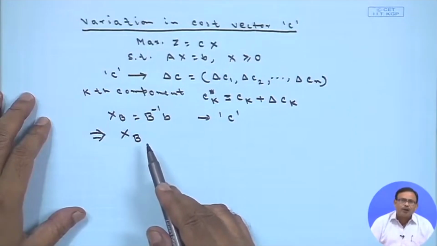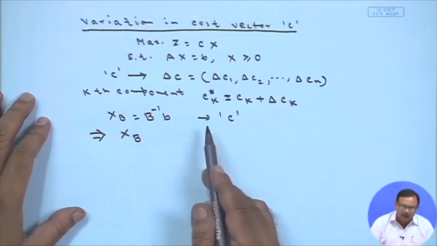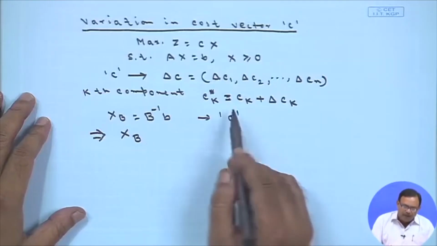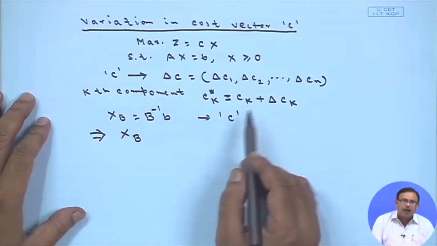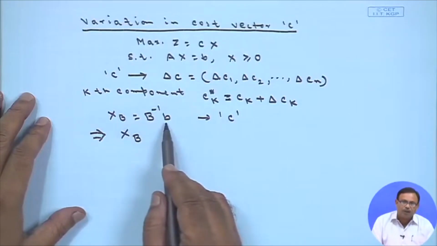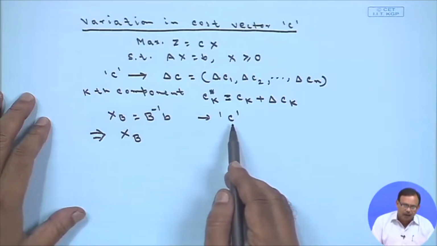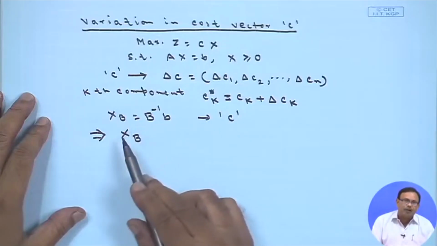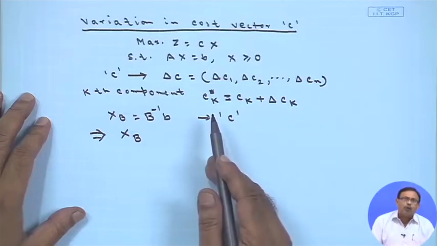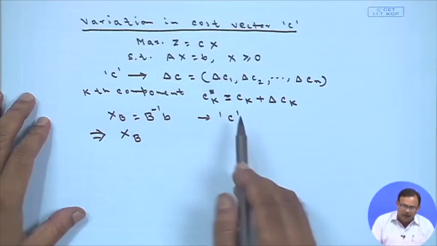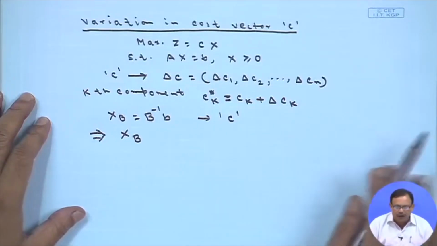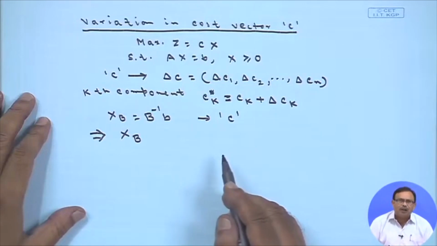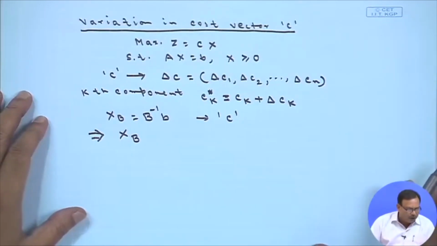That is, the current solution, whatever is there, will remain the basic solution. Is it clear? I have changed the kth component of the C vector to Ck plus delta Ck, but we know the basic solution is xb equals B inverse b, which is independent of the vector C. Therefore, xb will remain unchanged. That is, the old solution will be the solution after the change from Ck to Ck plus delta Ck. So, if I make any variation in the cost vector of the objective function C, then the basic solution will also remain unchanged.